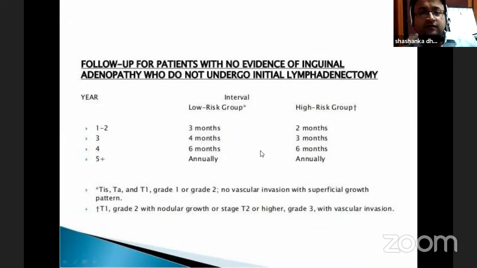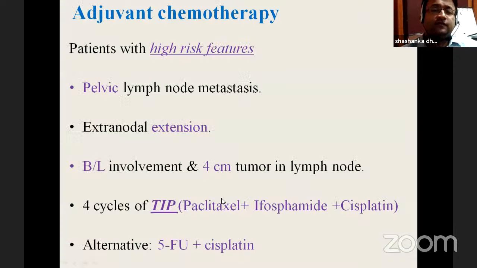Follow-up after the surgery with no evidence of inguinal adenopathy: 1 to 2 years, in the low-risk group, every 3 months. In the high-risk group, every 2 months. In the 3rd year, every 4 months for the low-risk group and every 3 months for the high-risk group. In the 4th year, every 6 months in both the groups, and then annually thereafter.